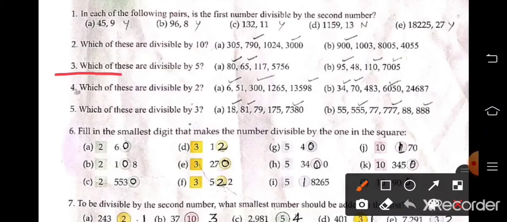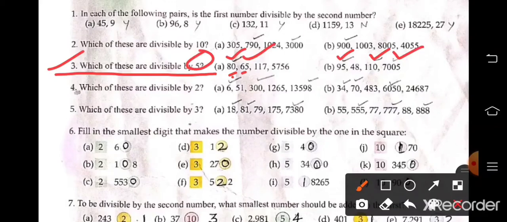Now, question number 3: which of these are divisible by 5? We know numbers that end in 5 or 0 are divisible by 5. So here, the numbers ending in 0 and 5, and in B part 95, 110 and 7005 are divisible by 5 because those numbers have 5 or 0 at the end.